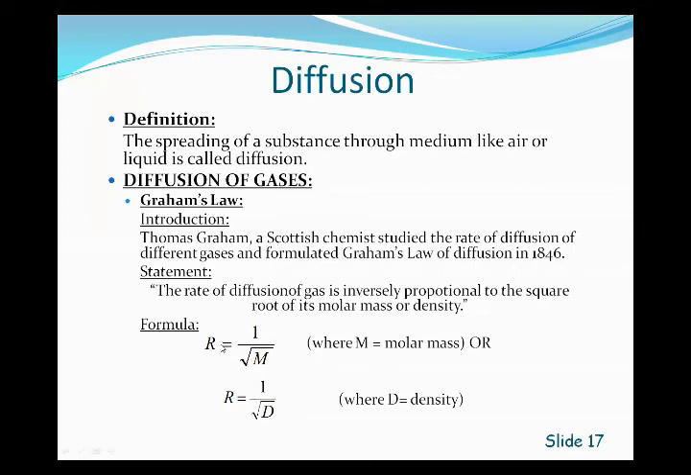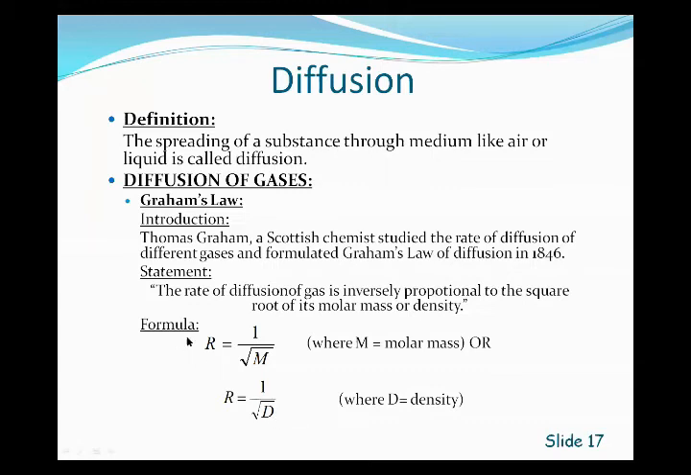Okay, R is the rate of diffusion of a gas, inversely proportional. This shows the inverse proportional relation, and it's a square root. This is the square root of the molar mass, which is denoted by M. Here M is the molar mass. Or we can say the rate of diffusion is inversely proportional to the density, where D is the density. What is density? It is mass per unit volume, meaning the weight occupying a specific volume, that is called density.